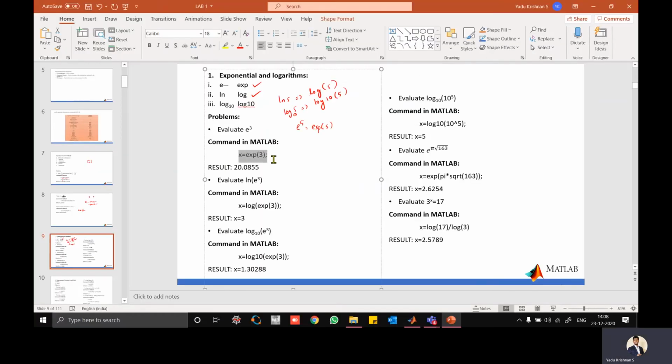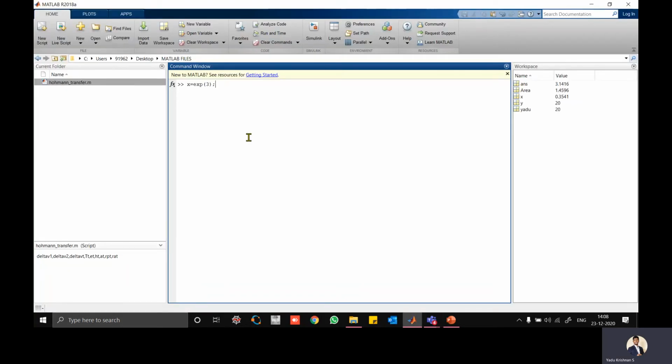We'll do one more. The only thing is you have to go through each one and start doing it. x equal to e raised to 3. I can write that. There is already a semicolon, so I just remove the semicolon to show the answer. So x equals 20.08.